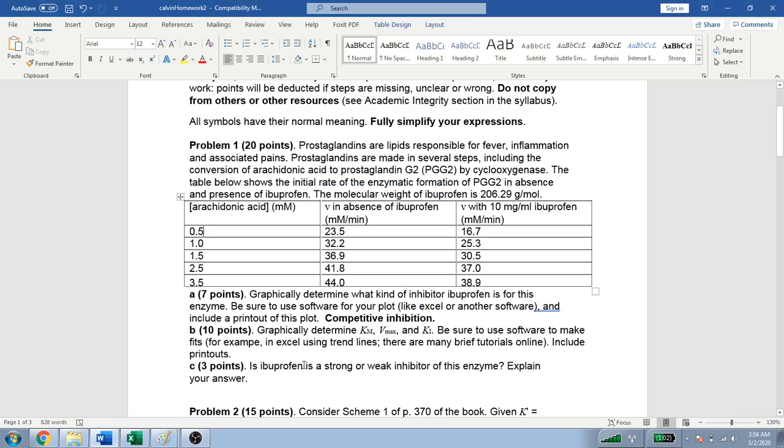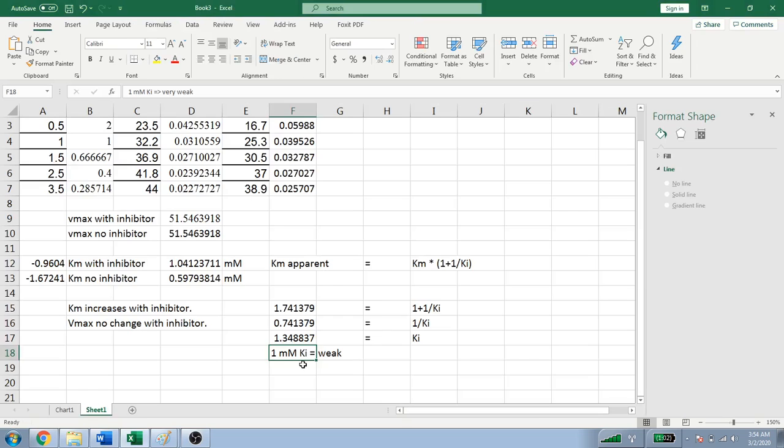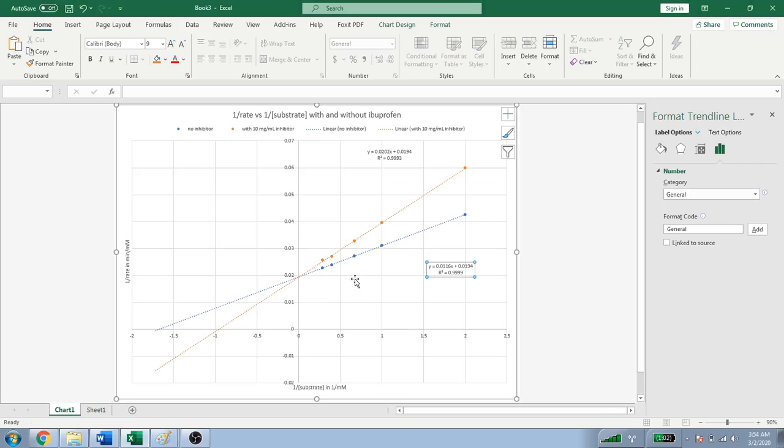So that's it for problem number 1. Have I told you everything that important with this graph? I think I have. Okay.